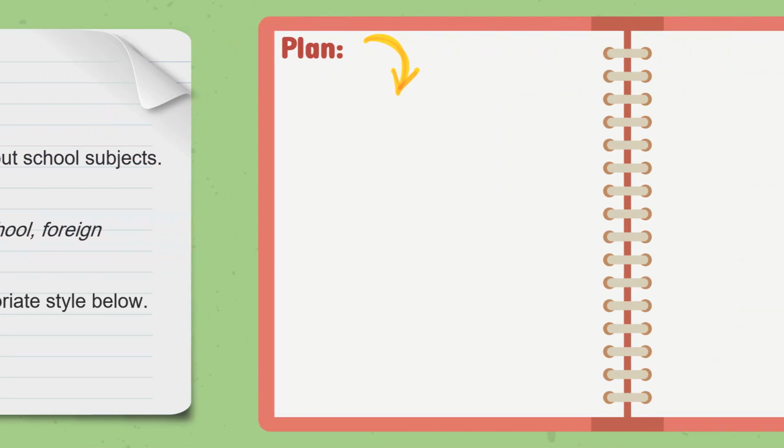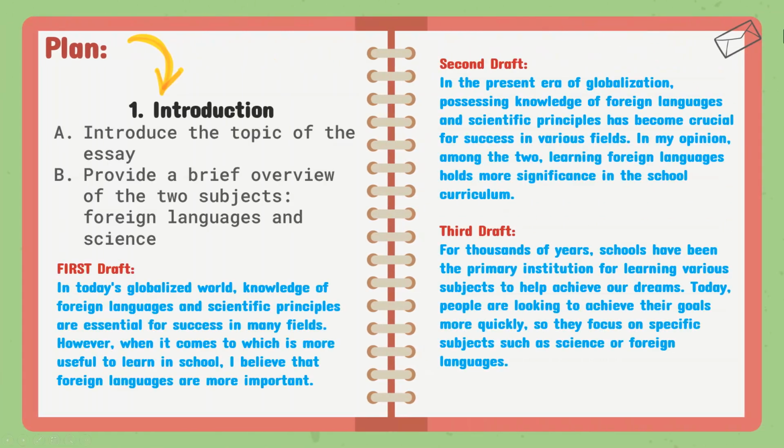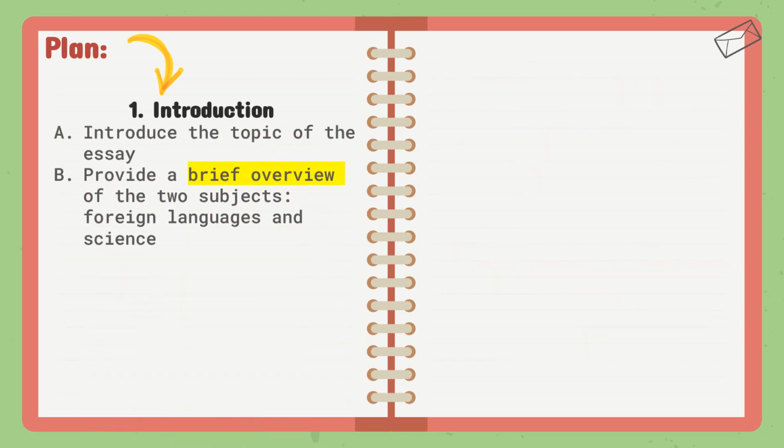Okay, now let's go back. So introduce the topic of the essay. Provide a brief overview of the two subjects. What do they mean by provide a brief overview of the two subjects? Here they are telling you that you need to tell us what does foreign language mean here?